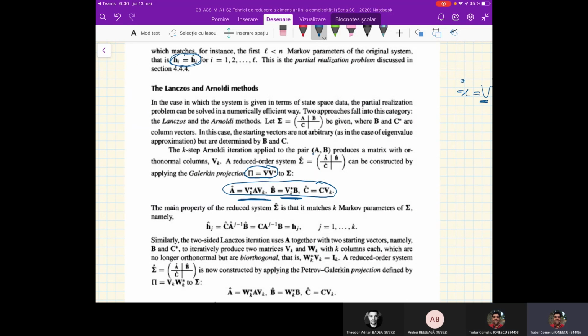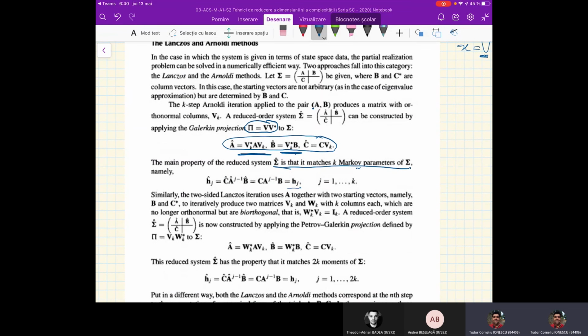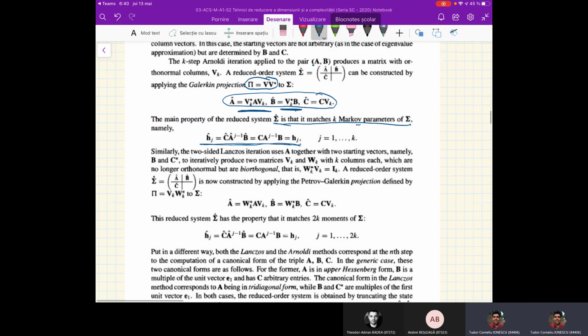Now the main property of this sigma hat is that it matches Markov parameters of sigma if you take the expansion at infinity, and you get this relation. These are the Markov parameters; look it up, we studied Markov parameters a while ago. Now, this is Arnoldi. If you do Lanczos, you do this kind of approach.